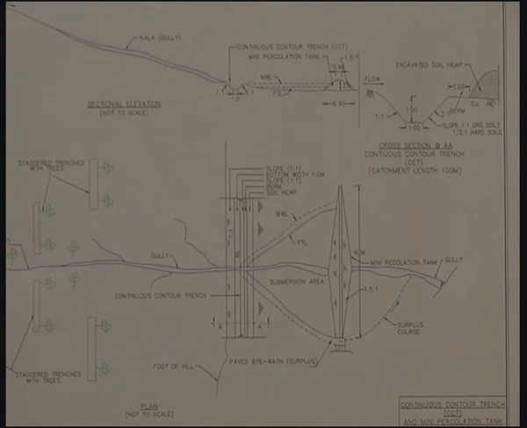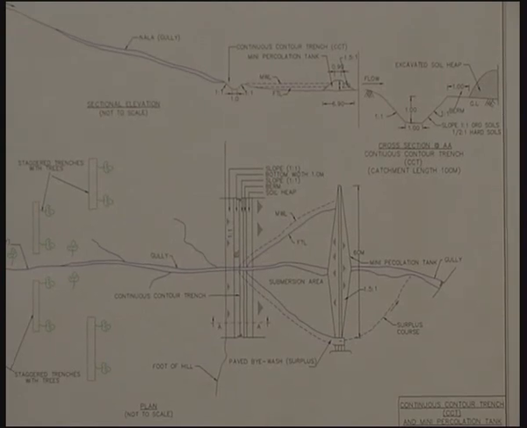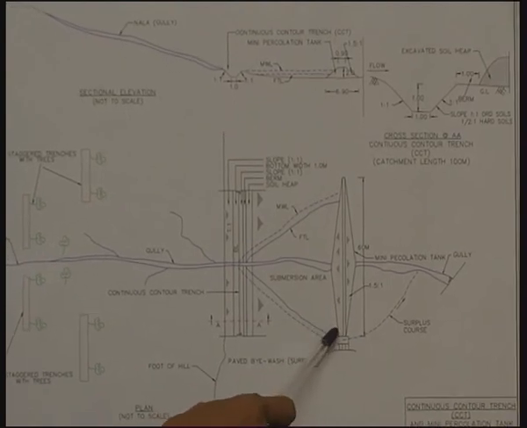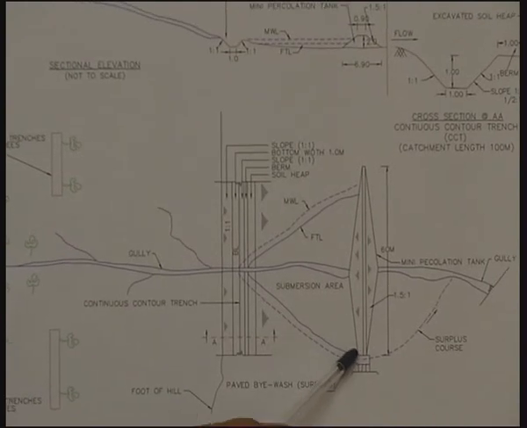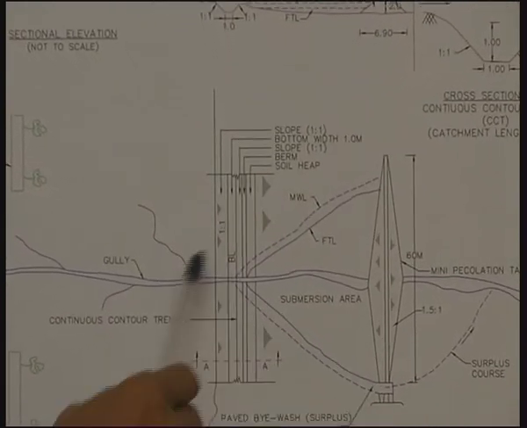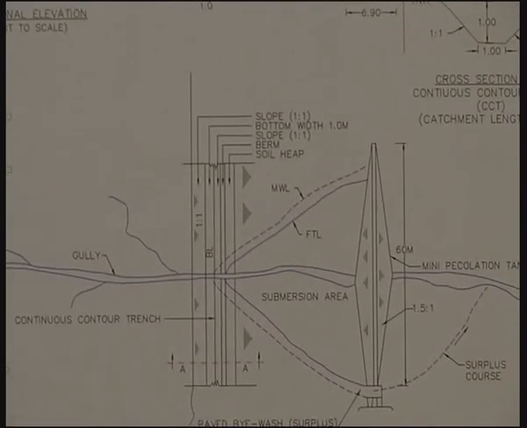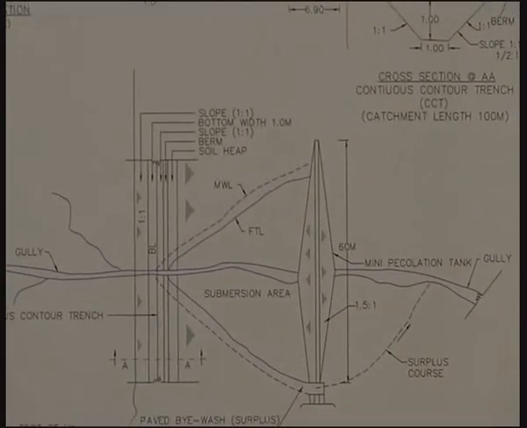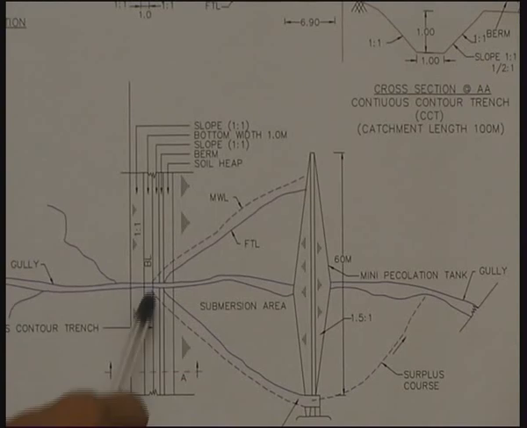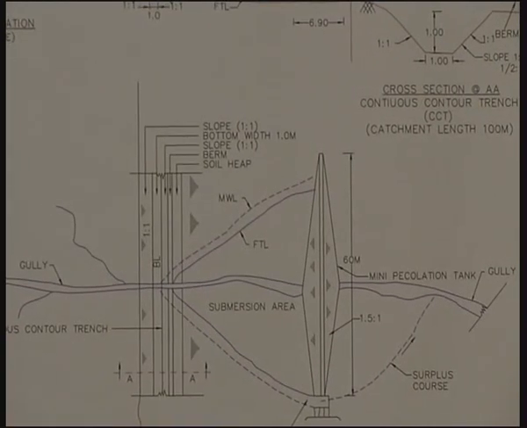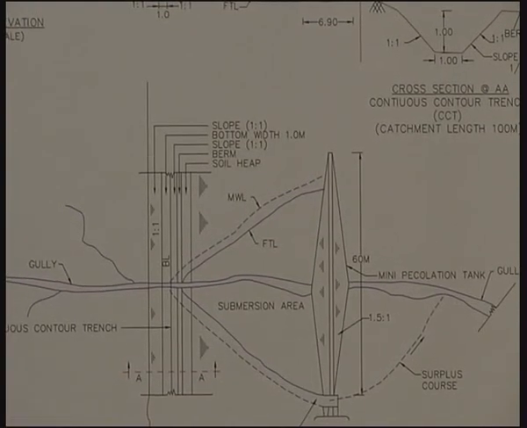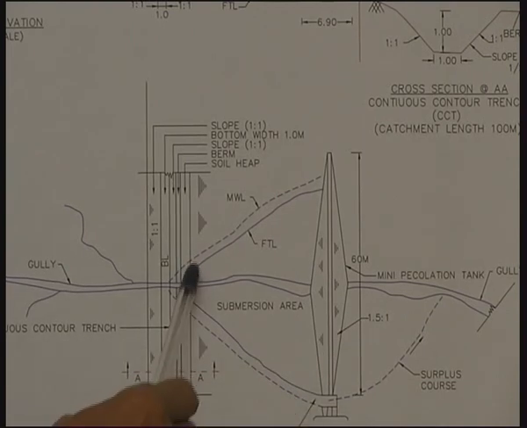Now a word about the mini percolation tank. While designing the mini percolation tank, we have to provide for adequate surplus arrangement here. While providing the surplus arrangement, we have to calculate the catchment area considering the gully catchment area as well as the catchment area of the CCT also. The CCT has got a particular length and that will get drained into this gully, and that catchment area also we have to consider.